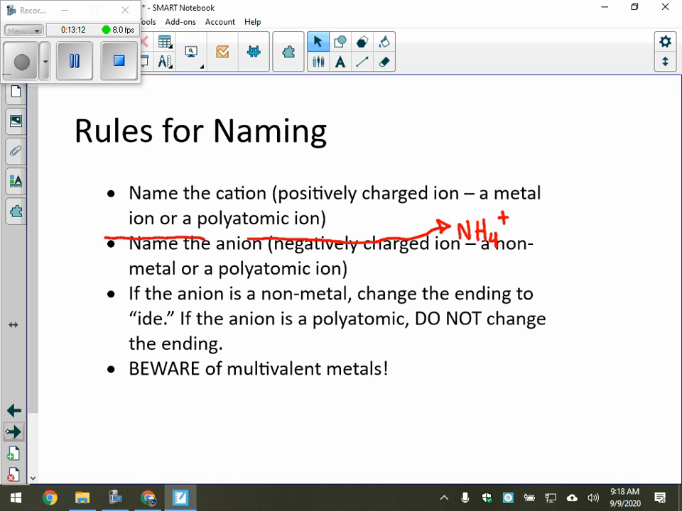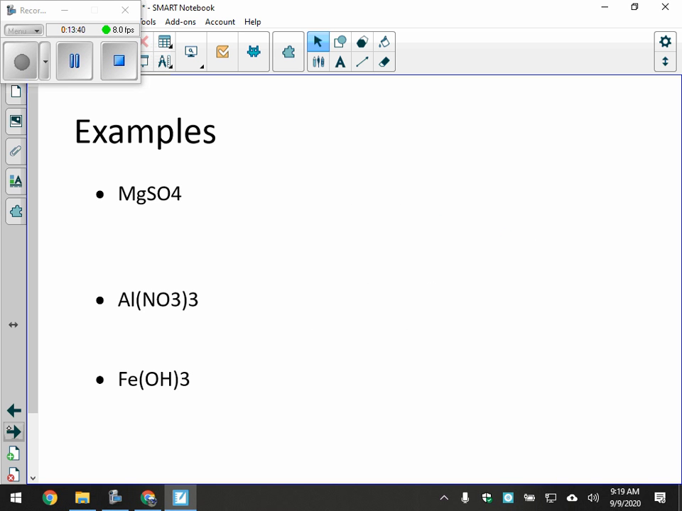Okay, rules for naming these polyatomic ions. We always name the cation first, so that doesn't change. We always write down the name of the negative ion, which doesn't change either. If the anion is a nonmetal, change the ending to "-ide". If it's a polyatomic ion, we are not going to do anything. We're just going to write down what it is. We have to find it from the list. Beware of multivalent metals. Let's take a look at a few examples.